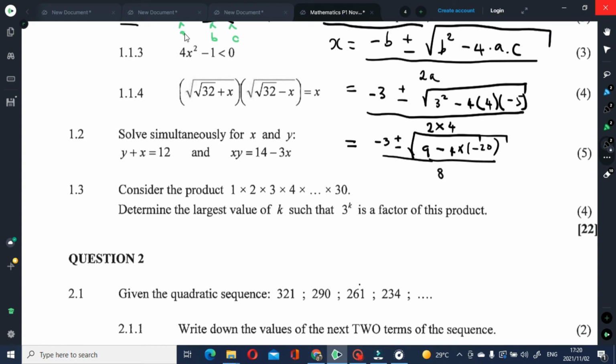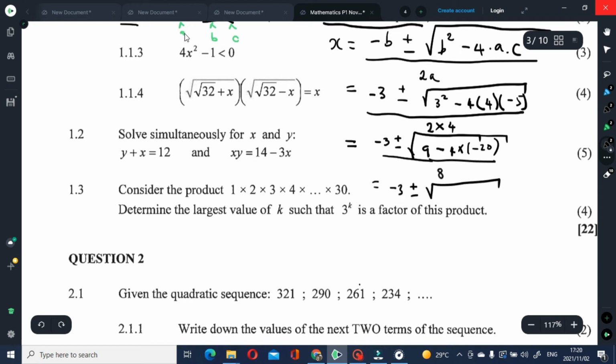So now it's just a matter of plugging and playing. So this is equal to minus 3 plus or minus, I think the rest is very trivial. 9 minus 4 times negative 20 is positive 80. Negative 4 times negative 20 is positive 80, all over 8.